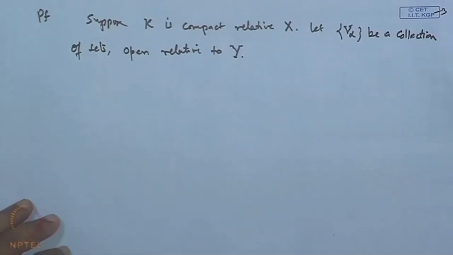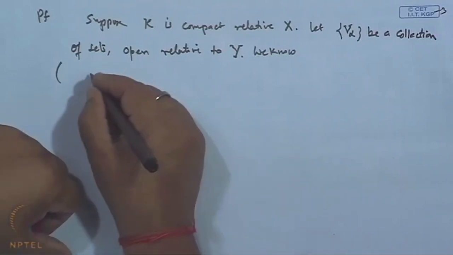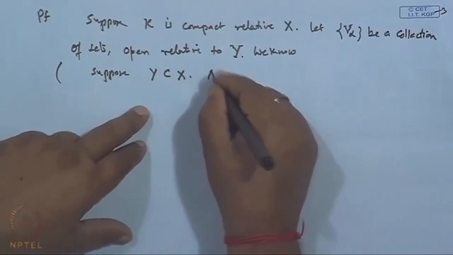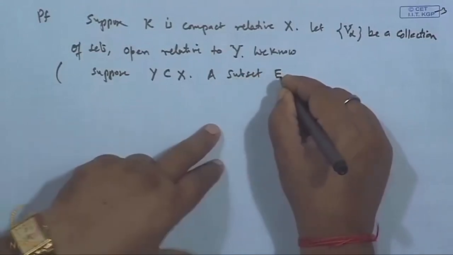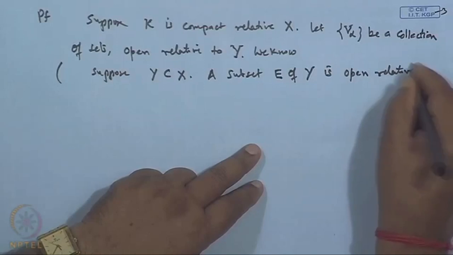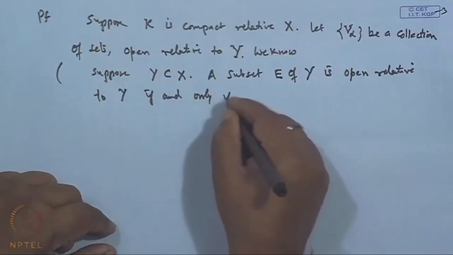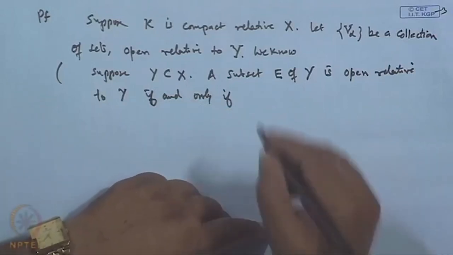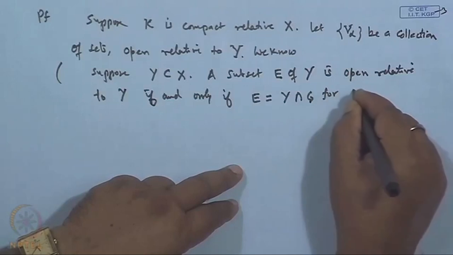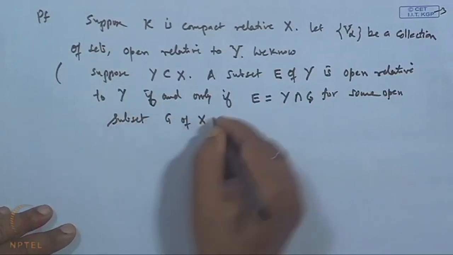Now, prior to this we have one result. The result says: suppose Y is a subset of a metric space X. A subset E of Y is open relative to Y if and only if E can be written as Y intersection G for some open subset G of X. This result we have already shown.